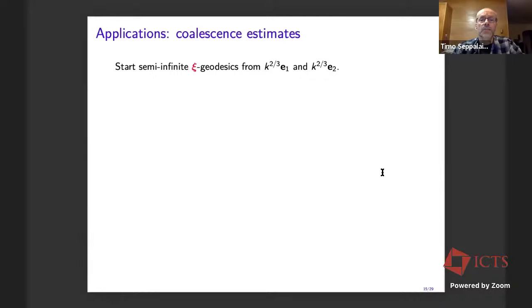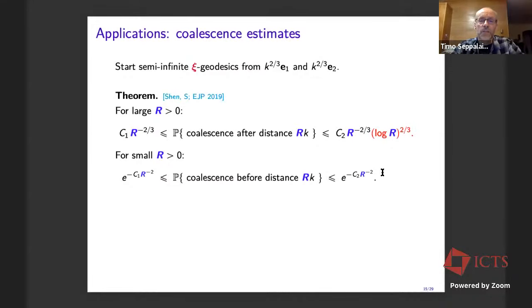The first application has to do with coalescence estimates. So start 2 semi-infinite geodesics in the same direction and start them so that they are k to the 2/3 apart. K is some integer here. So roughly speaking, k to the 2/3 apart. And then you ask, how fast do they coalesce? Well, you know from KPZ lore that these geodesics should fluctuate with an exponent 3/2. So if we start them k to the 2/3 apart, they should coalesce at a distance order k.